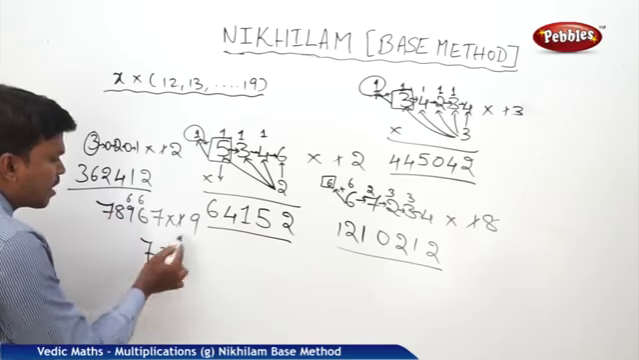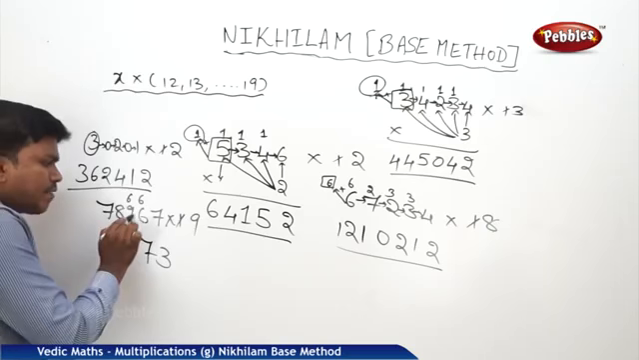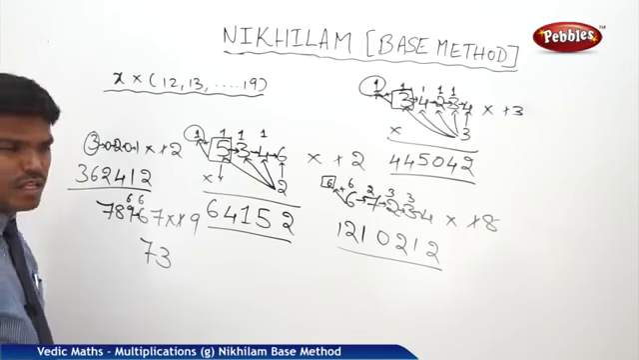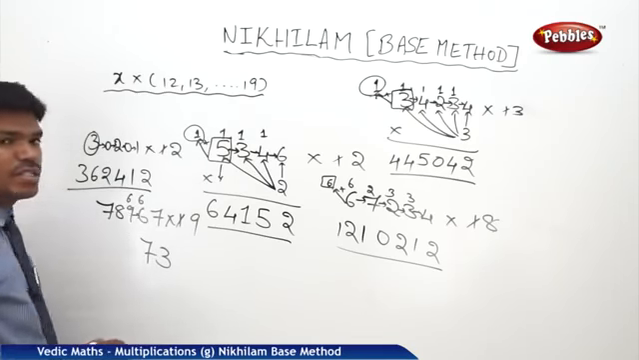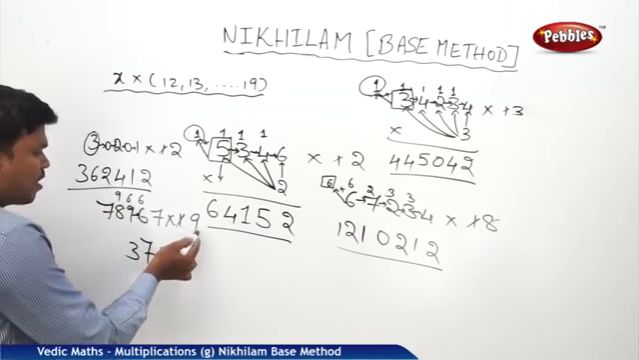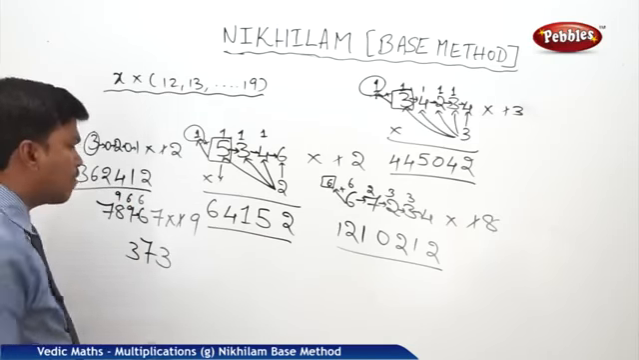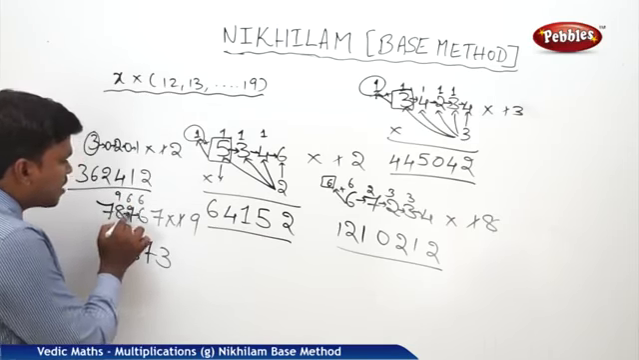Drop 6, carry 7. 9 9s are 81. 81 plus 6 87. 87 plus right side digit 6 93. So 9 here, 3 here. Now 9 8s are 72. 72 plus 9 81. 81 plus right side digit.